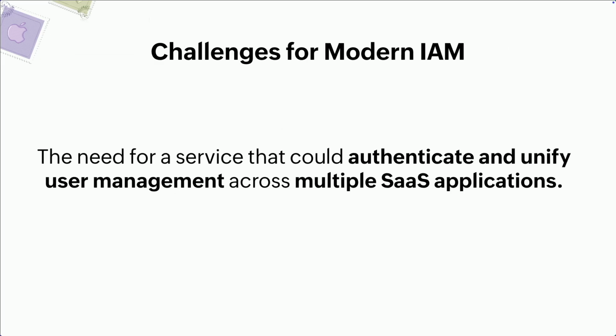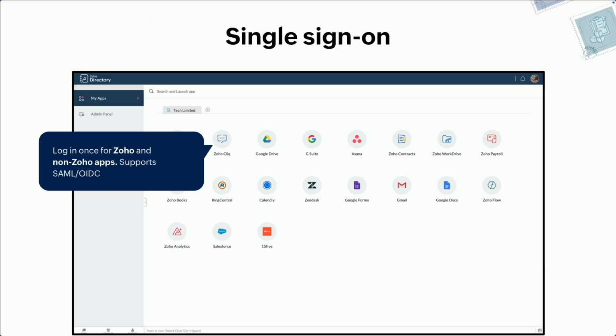So what is the challenge that we are trying to solve here? You need a system that can authenticate uniformly across multiple SaaS platforms and across multiple vendors. And this is where Zoho Directory single sign-on comes into the picture. As you can see here, I have not just listed Zoho apps. There are some non-Zoho apps like your Google Drive, Google's G Suite, Asana, and you have Calendly, RingCentral, Zendesk, etc. So once the single sign-on is configured with Zoho Directory, all that the user should do is to go and click. The single sign-on will work.